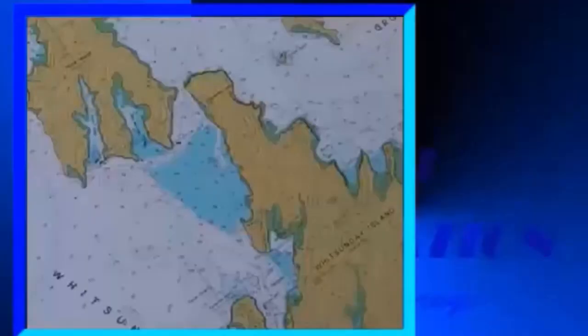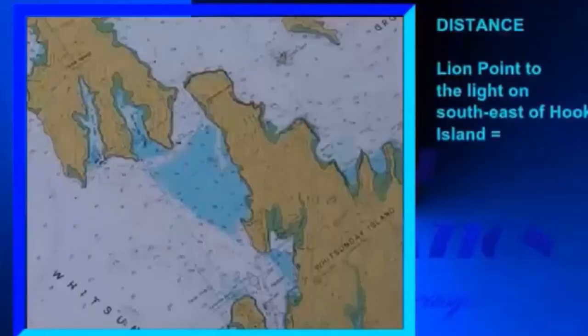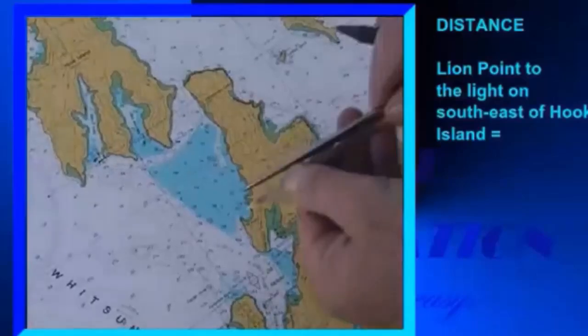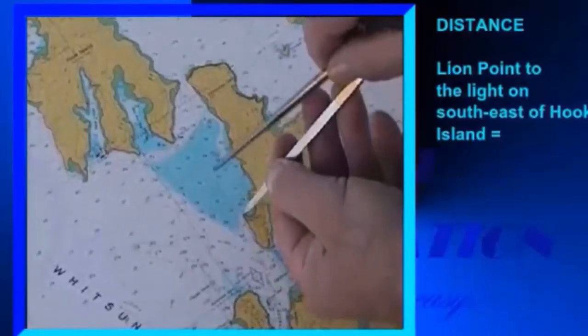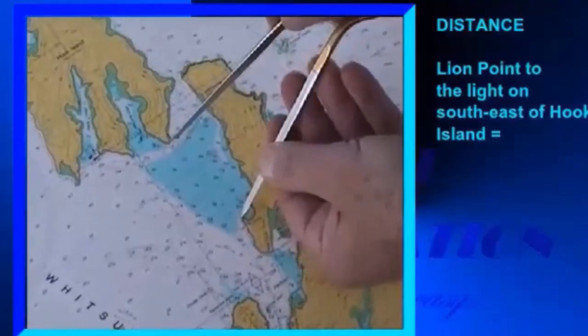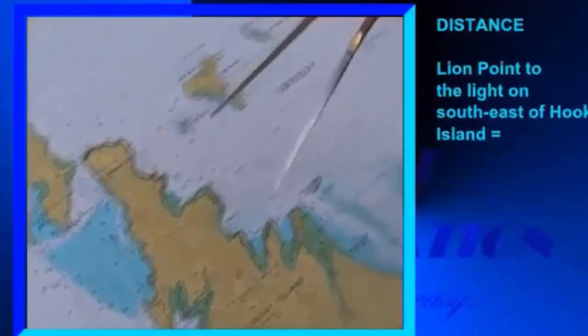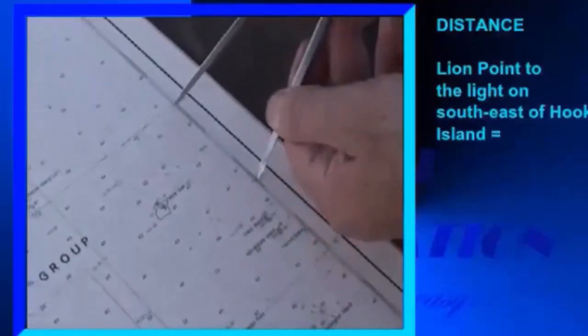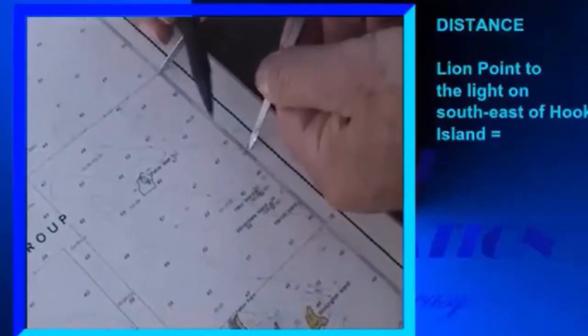Distance is best measured with your dividers. To measure, say, the distance from Lion Point on Whitsunday Island to the light at the southeast of Hook Island, place one leg of the dividers on Lion Point and the other leg on the light. Then, without opening or closing the dividers, take them to the latitude scale at the left or right of your chart, roughly level with the area you're working, and place one leg on a convenient point and read off the distance to where the other leg cuts the scale.